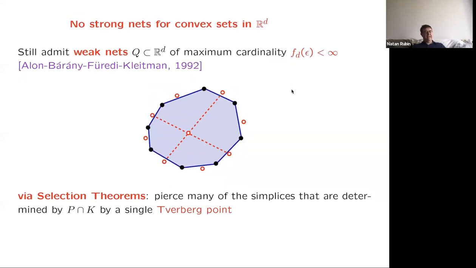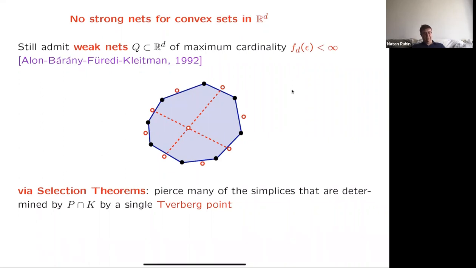However, Alon, Bárány, Füredi, and Kleitman still show that there exist bounded size weak epsilon nets with respect to convex sets. And in the previous example, one of the most natural ways to obtain such a net is to look at the so-called Radon points, which are basically intersections of segments containing our points. And in higher dimensions, we may similarly look at generalized Weber points.